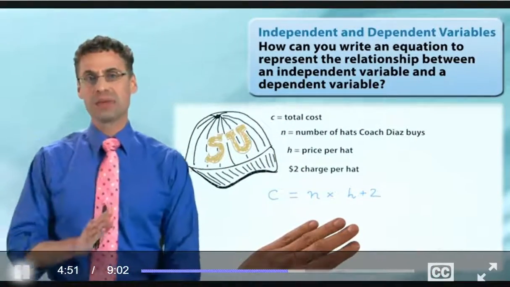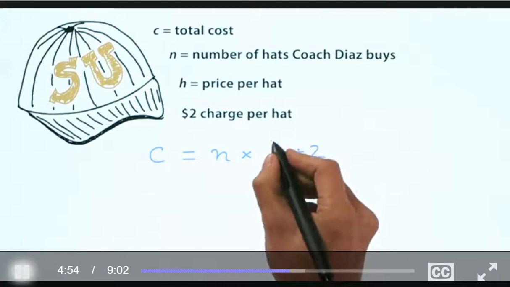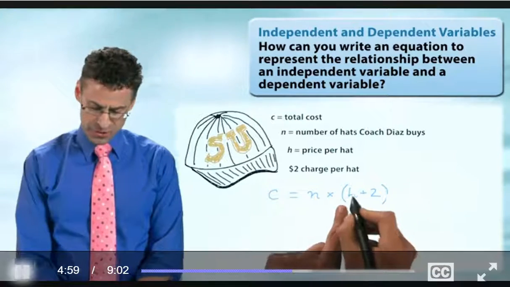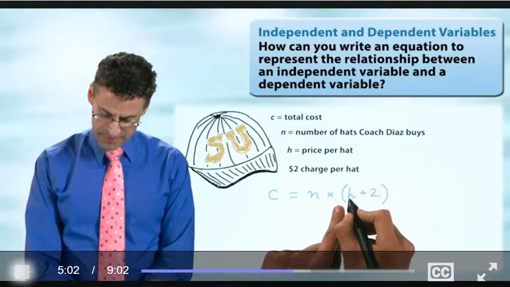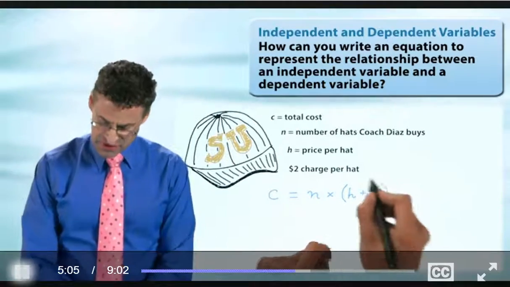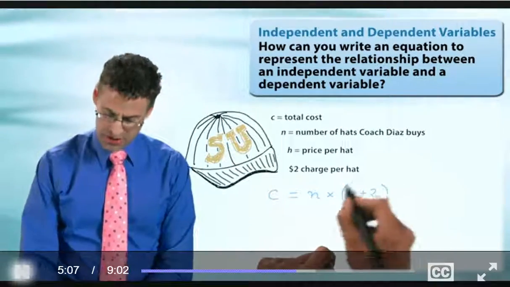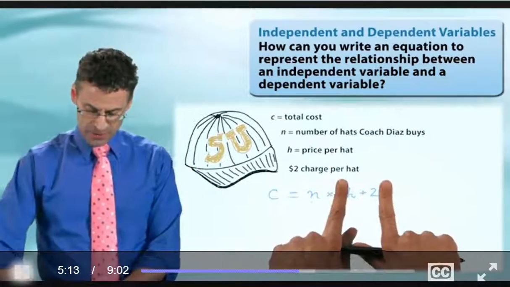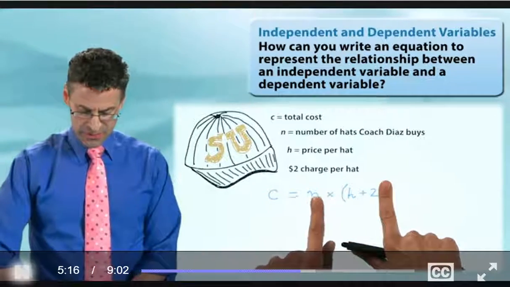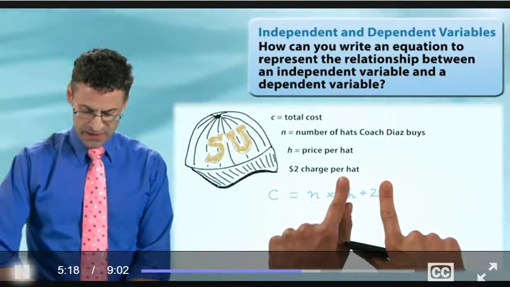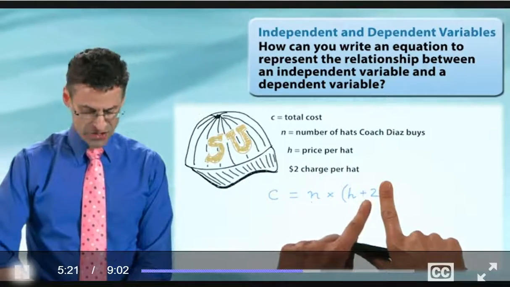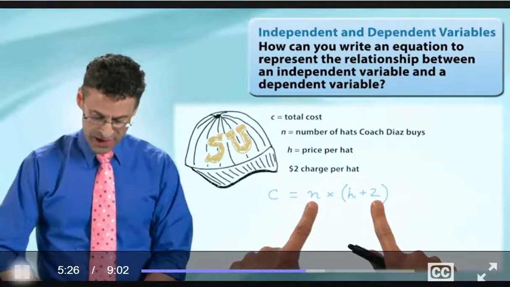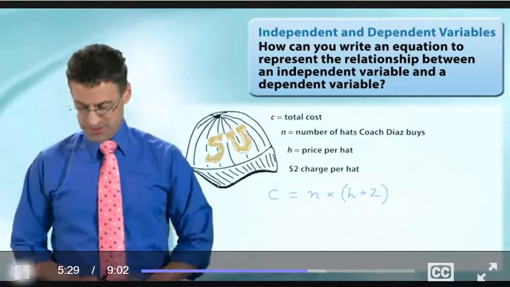Well, if we're going to multiply N by the sum, we have to lasso that sum. So the curvy things missing were those parentheses to make sure that we take the charge per hat, add the $2, and that's the total cost for one hat, and then we multiply it by the number of hats sold. Without the parentheses, we are taking the number of hats and multiplying it by the cost of each hat, and then adding on just one $2 for the entire order, when in fact we have to add on $2 for every single one of the hats. That's what the parentheses do.